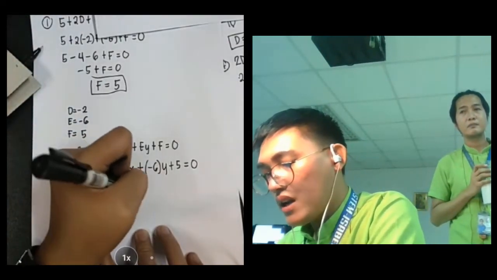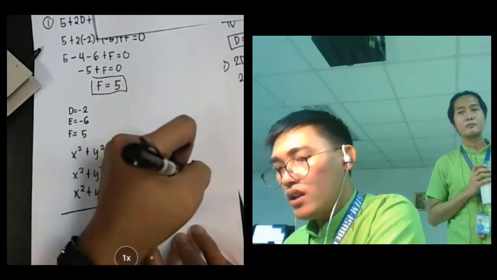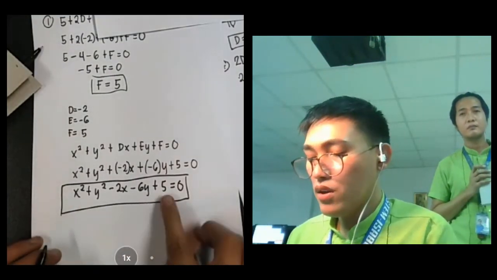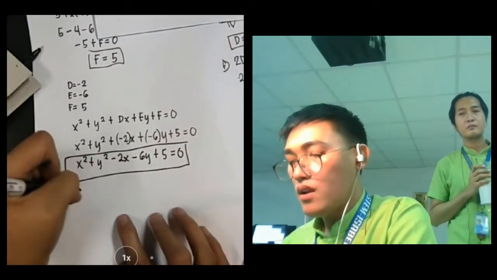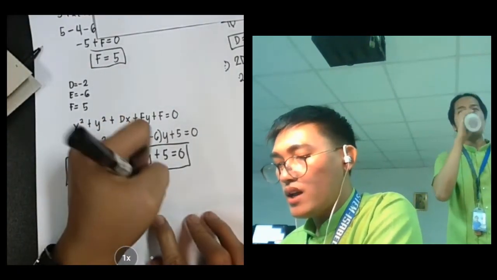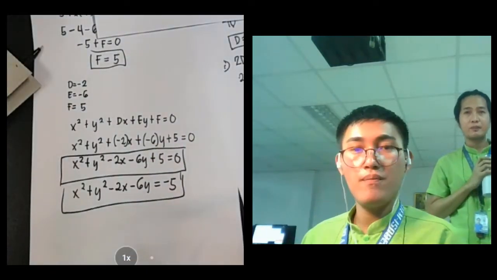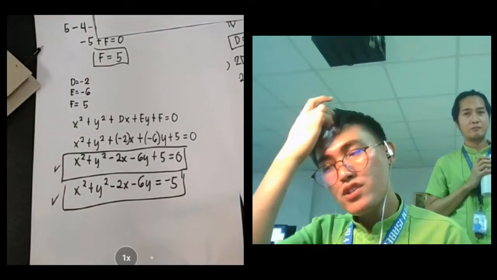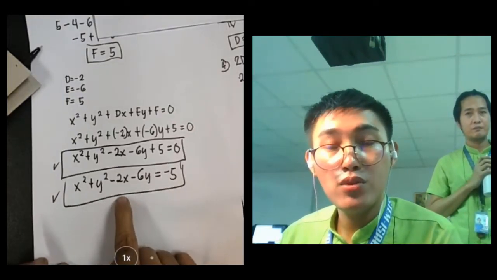Alright, so you can also transpose +5 to the right to make it x squared plus y squared minus 2x minus 6y is equal to -5. You can choose between the two. Alright, this is correct, this is correct. Okay, so if the question here is what is the center and the radius of the circle, then you again use this to transpose into standard equation, and there you can identify the center and the radius of the circle. But this time, this is now our general formula.